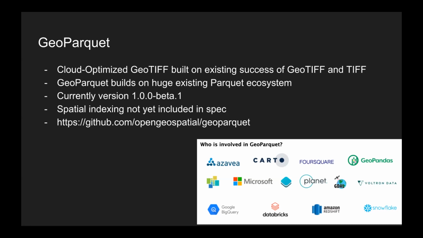And so I think it's the power of building on the existing ecosystem that makes GeoParquet really, really powerful. The GeoParquet spec is at this repository on GitHub. We're currently at 1.0.0 beta 1. So we'd love for people to look at the specification, tell us if you have ideas on how to improve it before we go to 1.0. Spatial indexing has been discussed, but isn't yet included in the specification. That'll probably happen after 1.0, but in a backwards compatible manner.